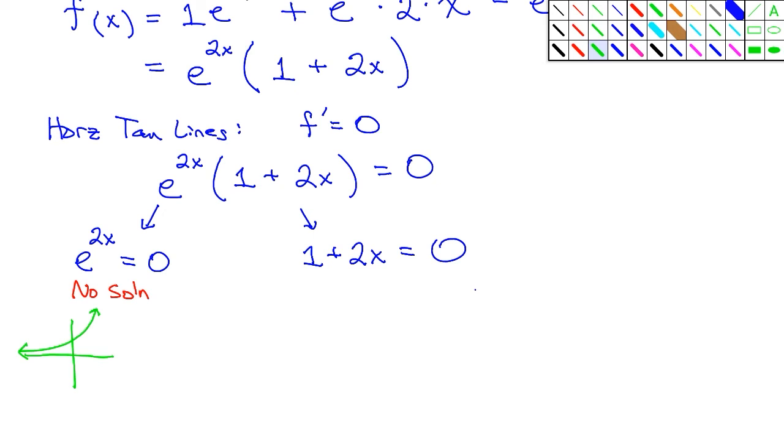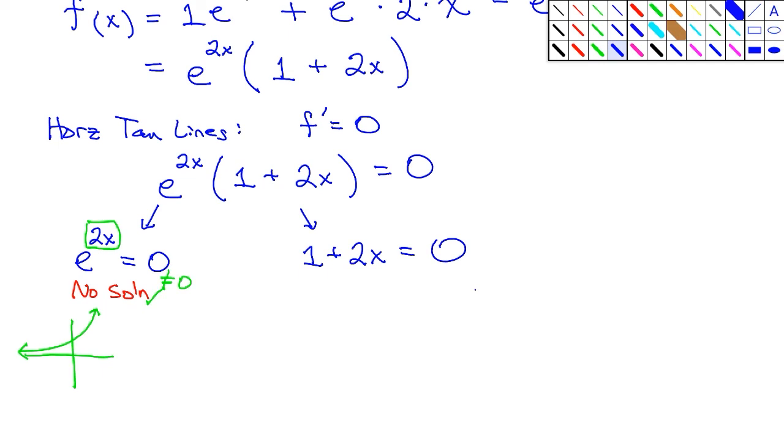Sort of a contraction on the graph, but still, it's still just some exponent with a base that's a legitimate base, e. So it's still going to be positive. Since it's positive, it can never be equal to 0. So this has no solution.